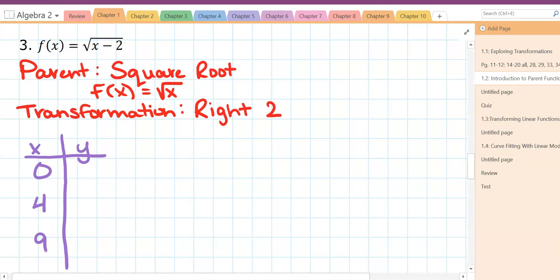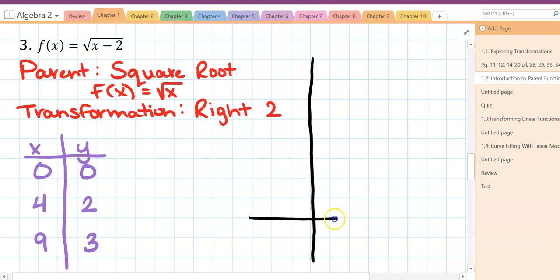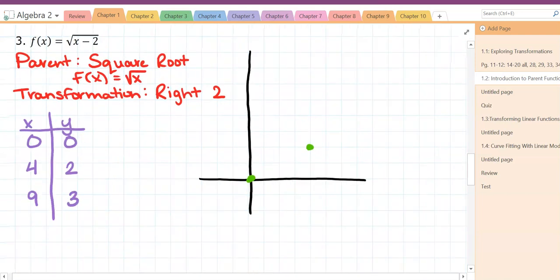Now, if I put those numbers into my square root function, I square root 0, and I square root 4, and I square root 9. So the square root of 0 is 0, square root of 4 is 2, square root of 9 would be 3. So these are the points again for your parent function. So 0, 0; 4, 2; 9, 3.